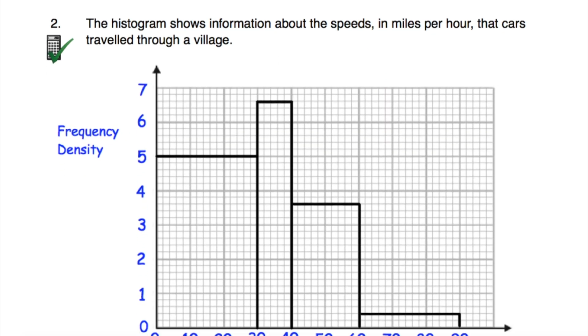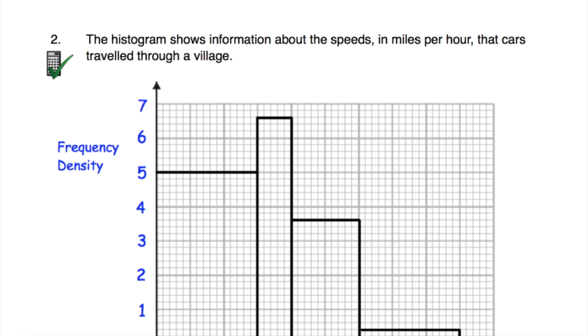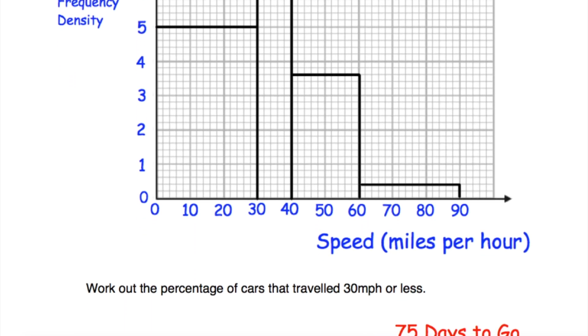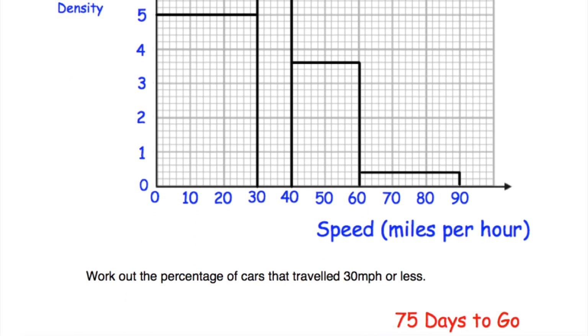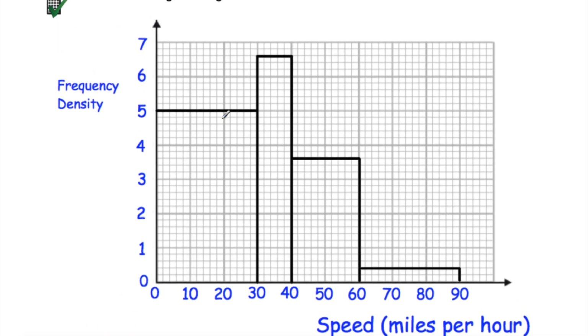Okay, so question number 2 is a histogram question, and we've got the histogram, and it's to do with cars travelling through a village. We want to find the percentage of cars that travel 30 miles per hour or less. So we want to find all the frequencies. To find the frequency, we're going to multiply the frequency density by the class width.